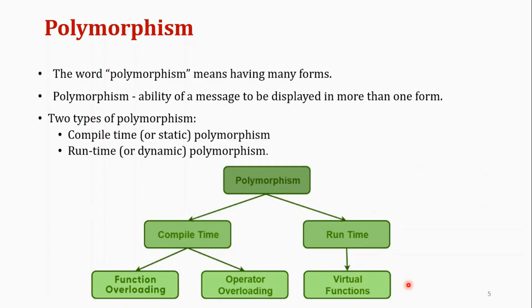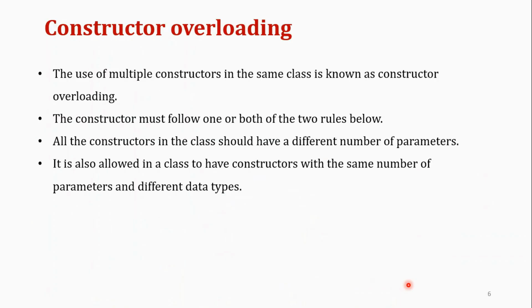Let us see what function overloading, or constructor overloading, is in this session. Already we know what a constructor is. A constructor is a special member function with the same name as the class name. It doesn't have any return type. It is used to initialize the objects. Constructor overloading is using multiple constructors in the same class, where each constructor is defined differently.